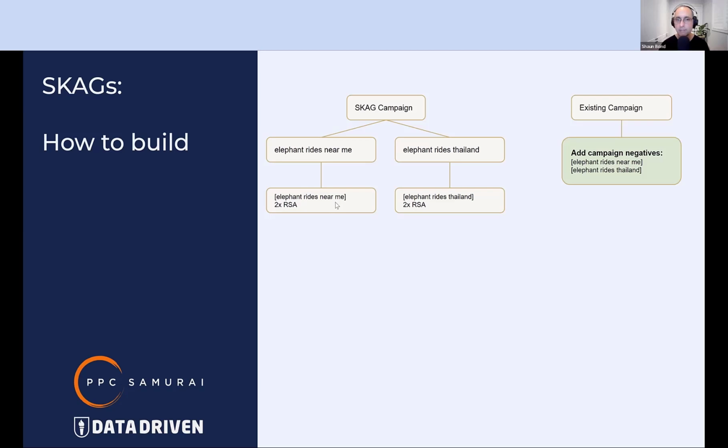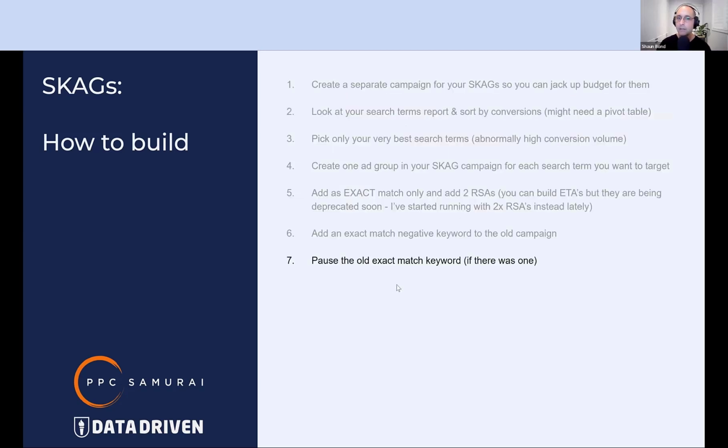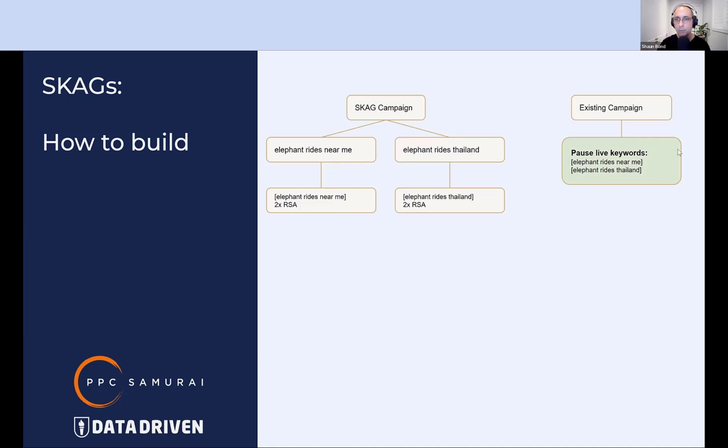So, just traffic sculpting. Now, if you did happen to have exact match variants of these keywords sitting in the old campaign, now's the time to go and pause those. Again, we're just pausing any live keywords that sit in the old campaigns that were exactly the same as these new keywords that we've just created.